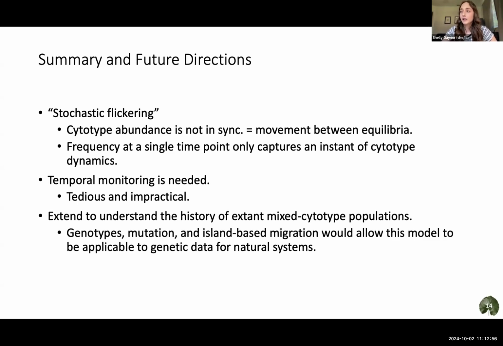So to extend this model even further and to use it to understand the history of extant mixed cytotype populations, we're including genotypes, mutation, and migration, so it can be applicable to genetic data sets. Back in 2021, when I first presented at the Polyploidy Webinar, I actually shared most of this part of the model, but now we're finally incorporating it and putting them together and using it to understand naturally occurring populations.